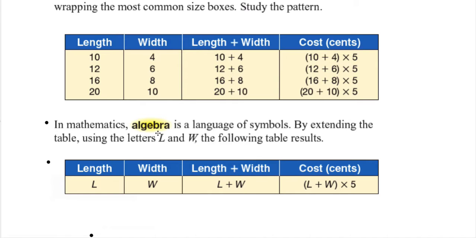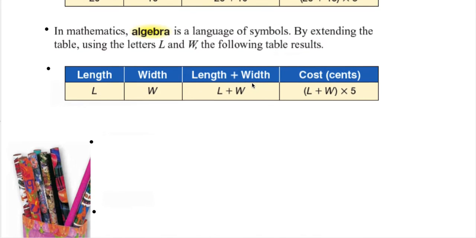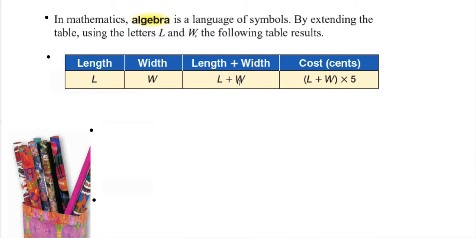But right now, what you need to know is that it is a language of symbols, and in this case, our length and width were represented by the letters L and W. Okay, so according to what we know in terms of the cost of wrapping, you simply add the length plus the width, multiply that by 5, as evidenced by this table that we just discussed. Okay, now what does it have to do with us? Well, a lot.